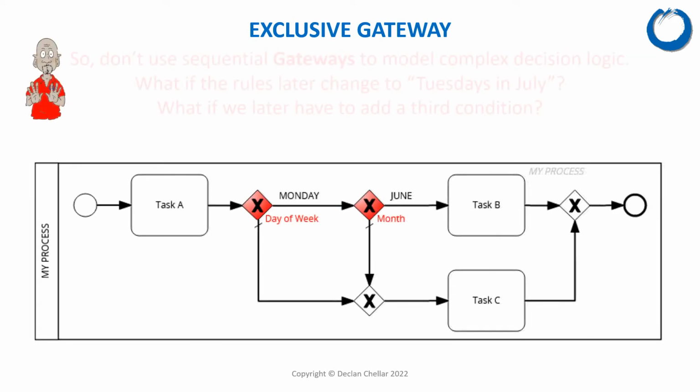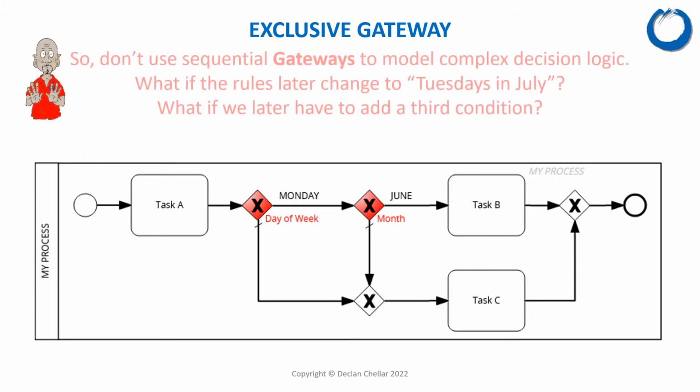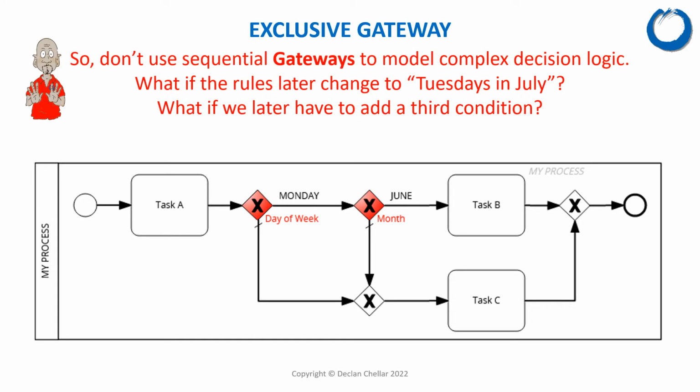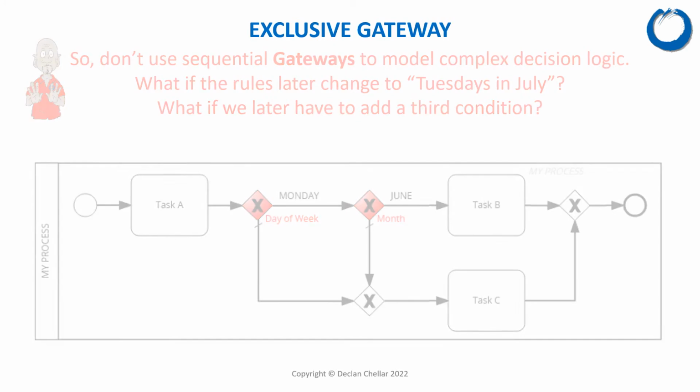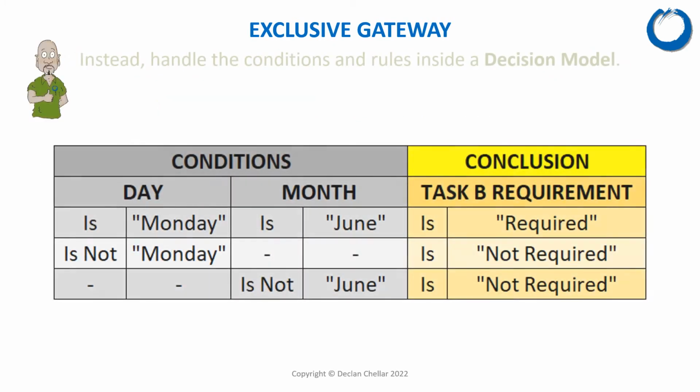So don't use sequential gateways to model complex decision logic. What if the rules later change to Tuesdays in July? What if we later have to add a third condition? Instead, handle the conditions and rules inside a decision model.